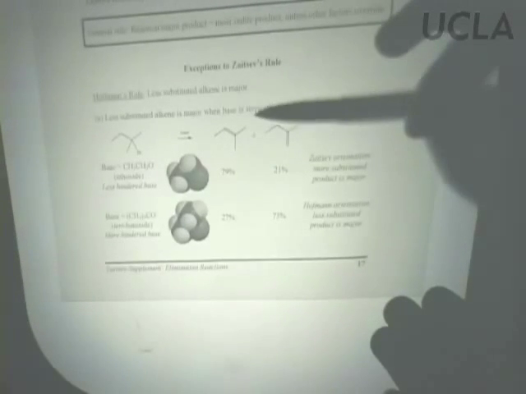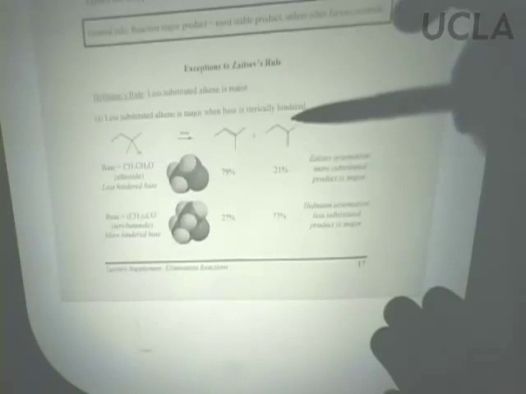All right, so how does it work? If the base is ethoxide, CH3CH2O-, a relatively small base, all things considered, it has a choice, so it's going to make the more substituted, the more stable alkene, the internal alkene, more than the terminal alkene. In this case, Zaitsev's rule is followed.